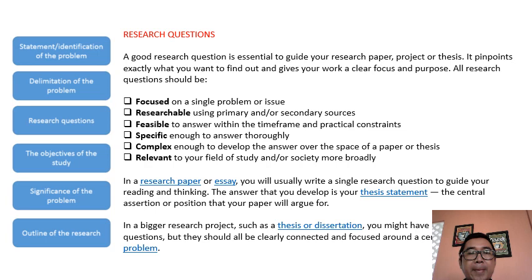In a research paper or essay, you will usually write a single research question to guide your reading and thinking. The answer that you develop is your thesis statement, the central assertion or position that your paper will argue for. In a bigger research project, such as a thesis or dissertation or skripsi, you might have more questions.